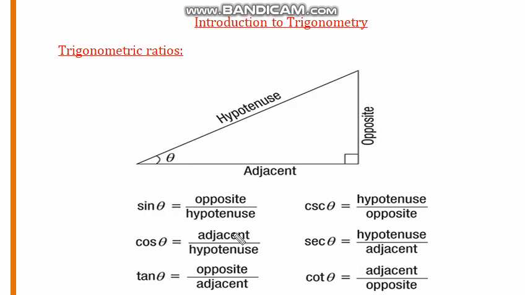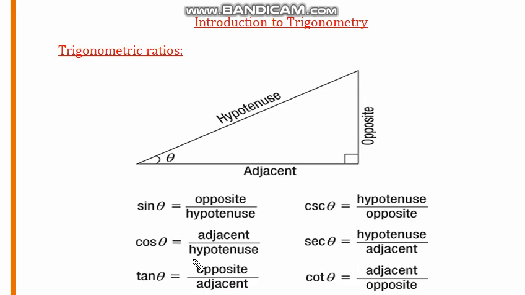The next one is adjacent by hypotenuse. The ratio between adjacent and hypotenuse is denoted as cos theta. The full name is cosine theta, and the short form is cos theta. The next one is the ratio between opposite and adjacent sides, which is tan theta. The full form is tangent theta, and the short form is tan theta.